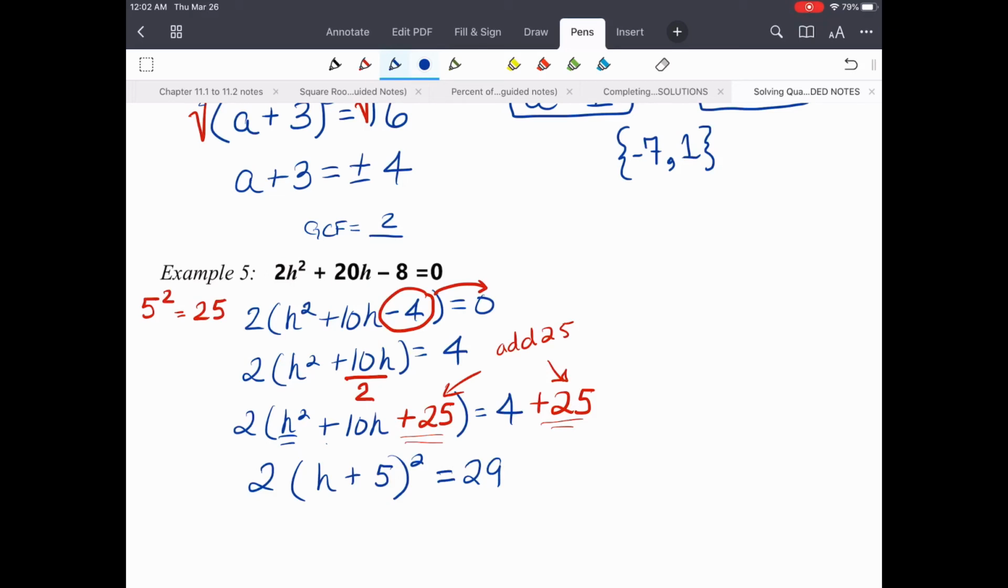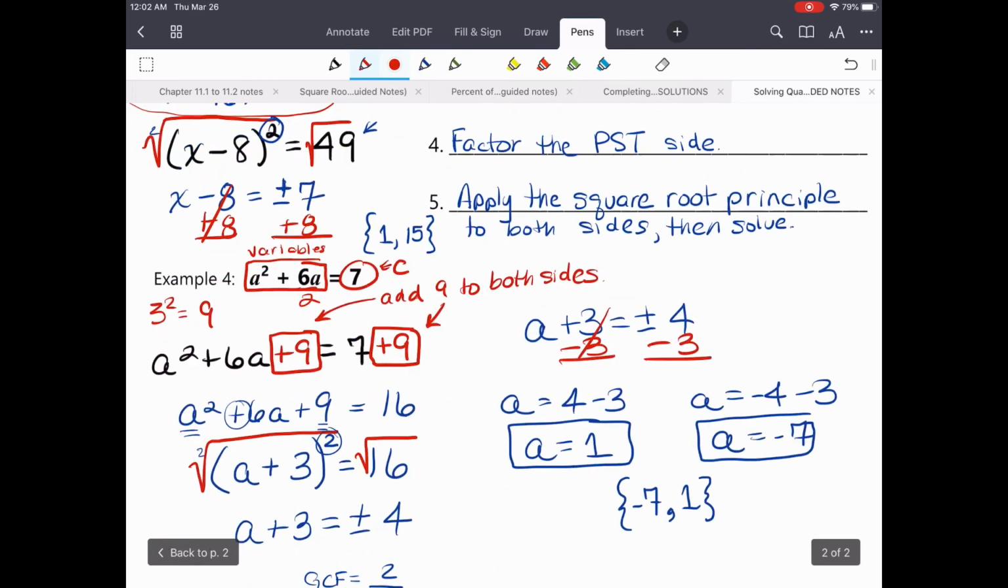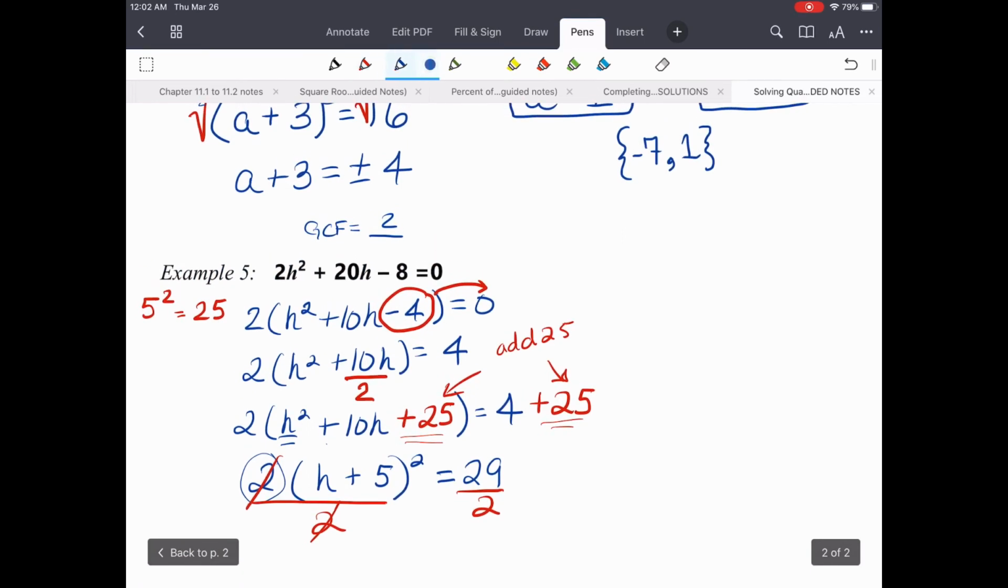Okay, now at this point right here, I don't want to do the square root yet because there's still a 2 hanging out, and we don't want that there. In order to get rid of that 2, we can't just erase it. Let's divide by 2 on both sides. That in turn undoes the 2's there. And you got h plus 2 squared equals 29 halves.